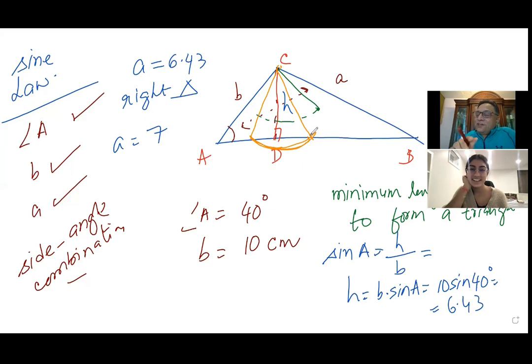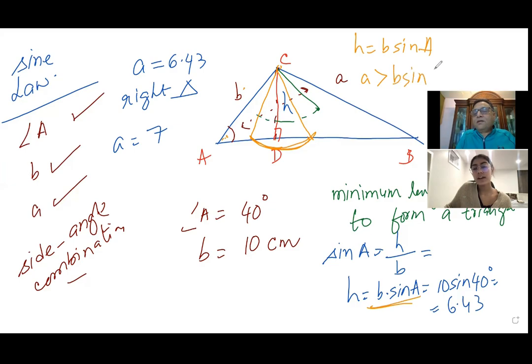So this gives you a very beautiful condition that A should be at least greater than the height. And what is height? Height H is B sine A. Remember that part. So B times sine of this angle is the height. My side A should be greater than B sine A, right?